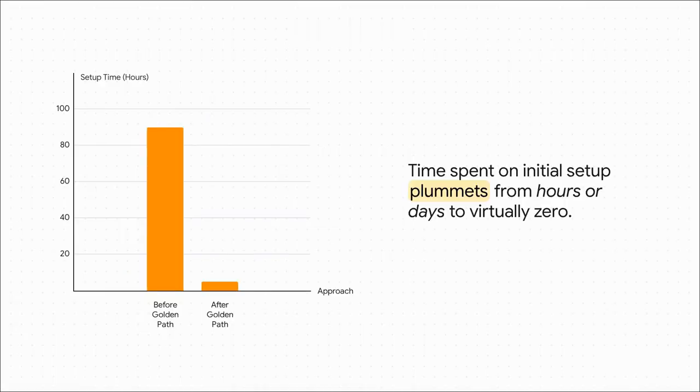And this chart really says it all. I mean, just look at that first bar. That's hours, sometimes days of a developer's time just wasted on manual setup for every single new service. But then look at the bar on the right. With a golden path, that time just plummets. It goes down to pretty much zero.